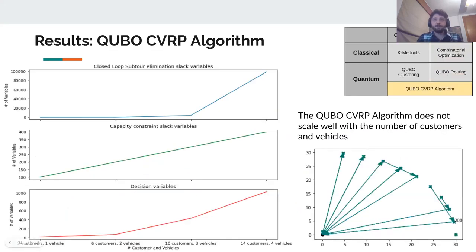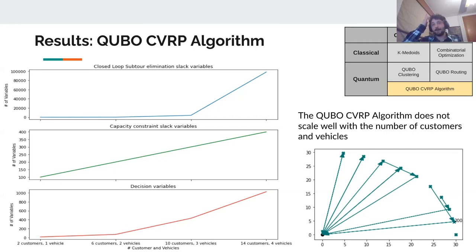From the experiments performed, we have observed that the QUBO CVRP algorithm does not scale well at all with the number of customers and vehicles, but especially with the number of customers. The number of variables generated by the QUBO CVRP algorithm increases exponentially with the number of customers, quickly becoming unmanageable. Most of these variables come from the closed-loop subtour elimination constraint.